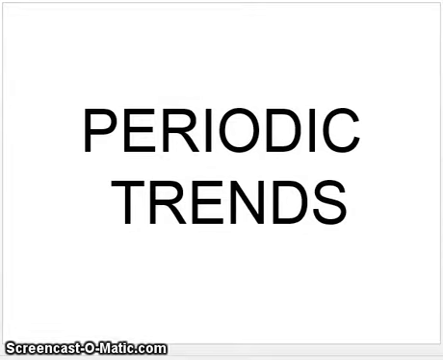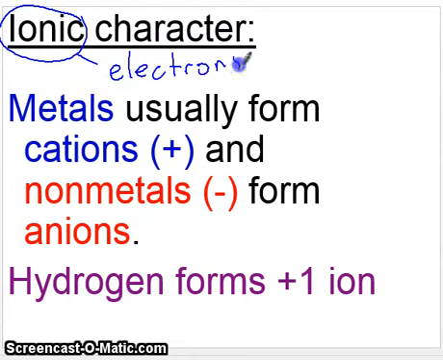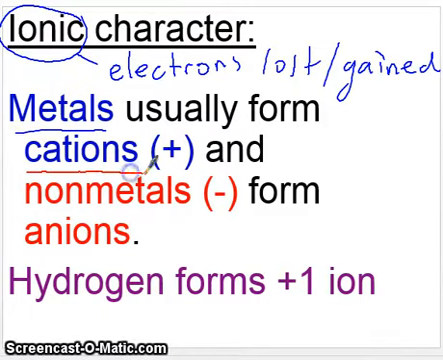So the first thing we'll do is talk about ionic character. Remember that an ion means that a substance has lost or gained electrons. Now, if you are a metal, then the metal will form a positive ion. A positive ion is called a cation, and the way you form a cation is by losing electrons.